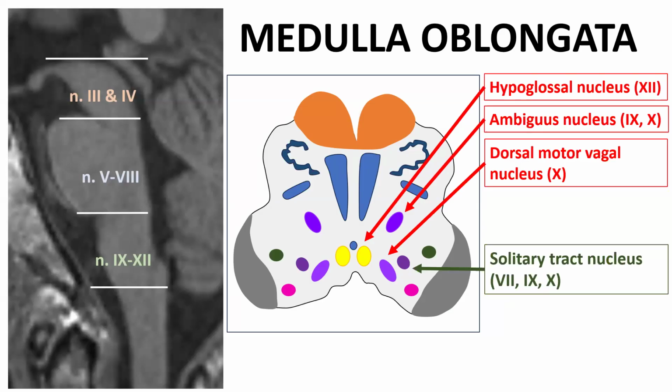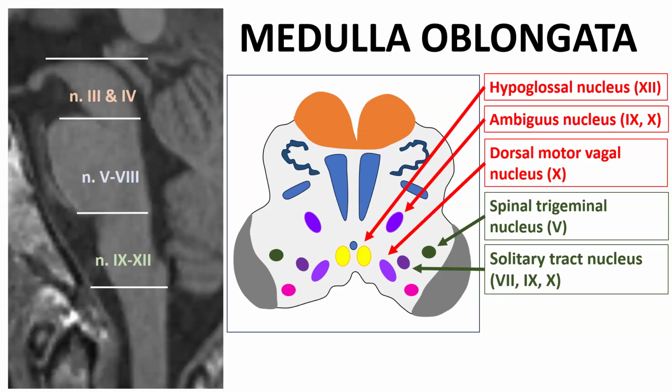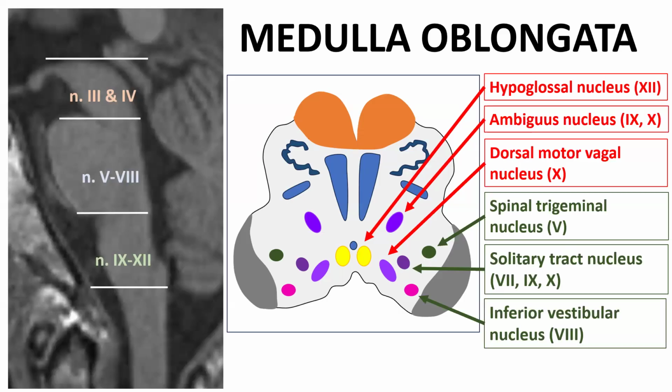The solitary tract nucleus, an important sensory nucleus extensively discussed already. Once again, the spinal trigeminal nucleus, we find this guy everywhere in the brainstem, it seems, except the midbrain. And finally, the inferior vestibular nucleus.